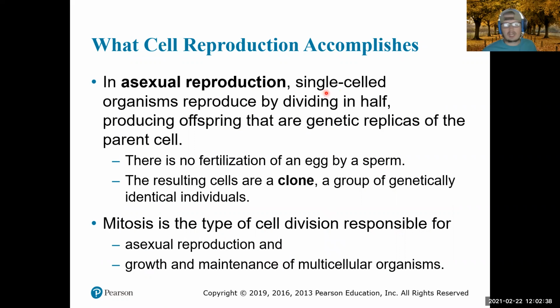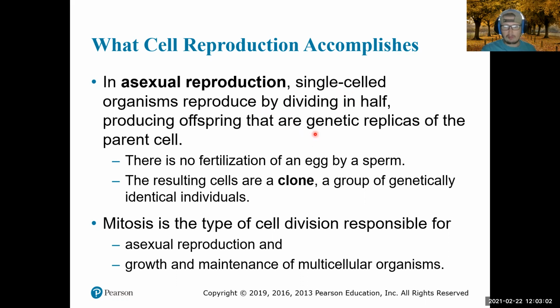Sea stars is kind of a rare case where that can happen. But generally, it's where your single celled organisms will reproduce by dividing in half, or basically splitting themselves in half. And like I mentioned before, the offspring of those parent cells are genetically identical to one another.